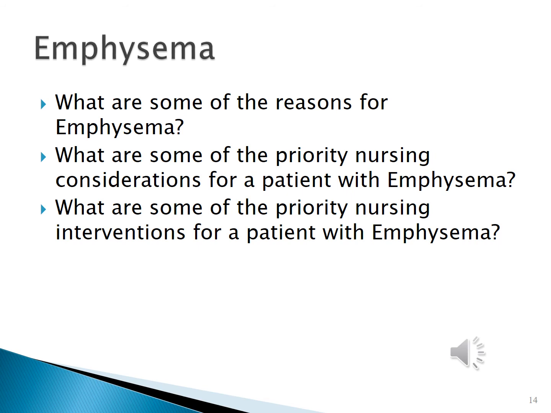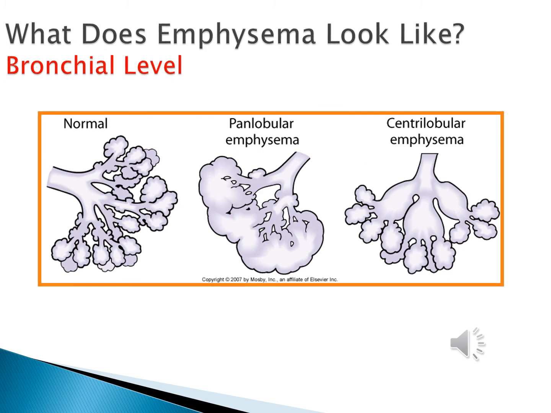So priority nursing interventions for this patient would include breathing techniques, education, positioning, relaxation techniques, respiratory support, and I think I already said patient education. So let's go on to the next slide. We'll give you a visual of what emphysema looks like, and then we have a mnemonic to better understand emphysema. Okay, so emphysema gradually damages the air sacs or the alveoli in your lungs.